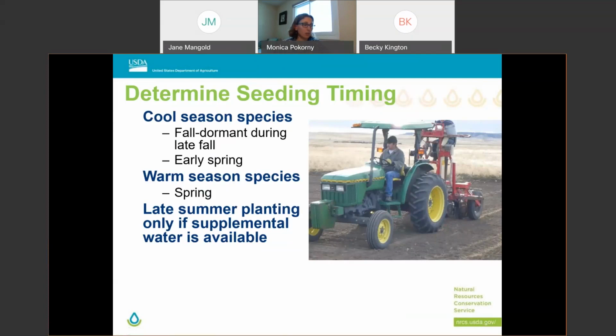So you want to get it in the ground in April or early May, and the hope is that you get it in the ground and you can take advantage of that spring moisture that's available and that the plant can put its roots down while there's moisture.